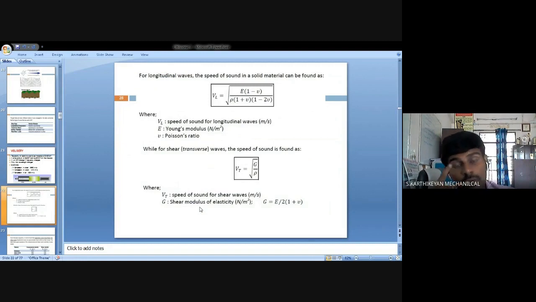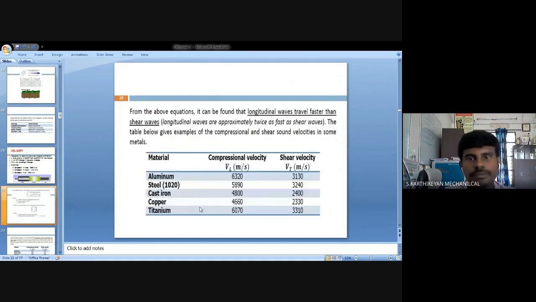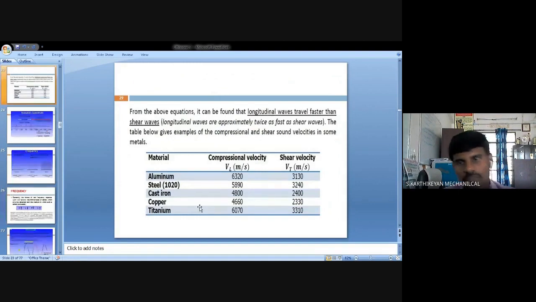We have to find out the velocity for longitudinal waves. The speed of sound in a solid material can be found with the given formula. For the Rayleigh waves, we have to find out the speed of sound with the help of the given formula.